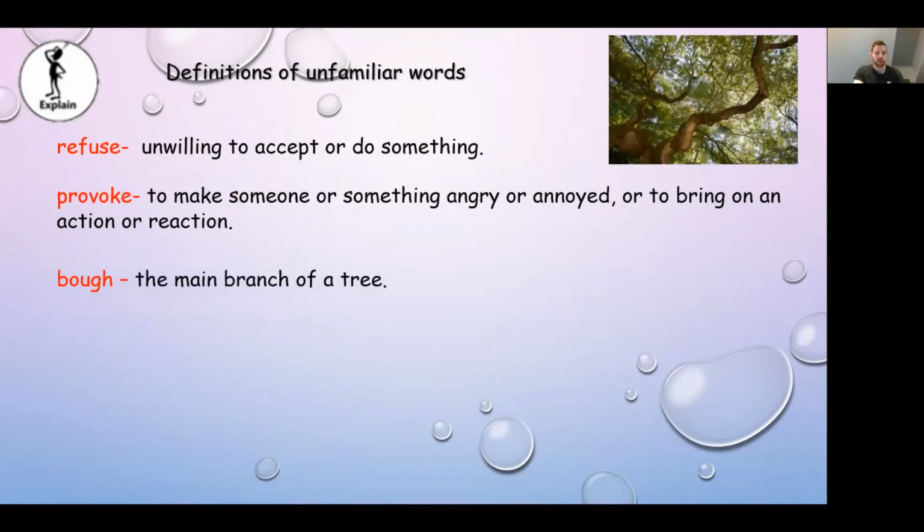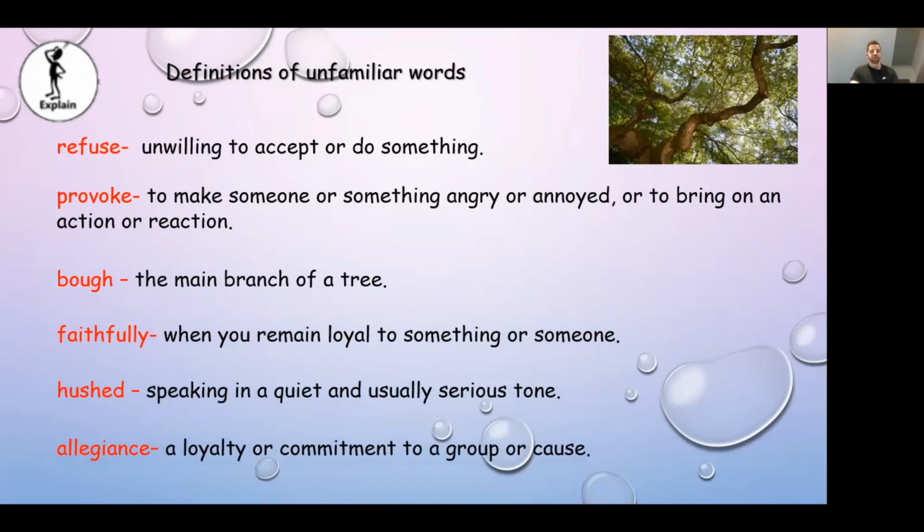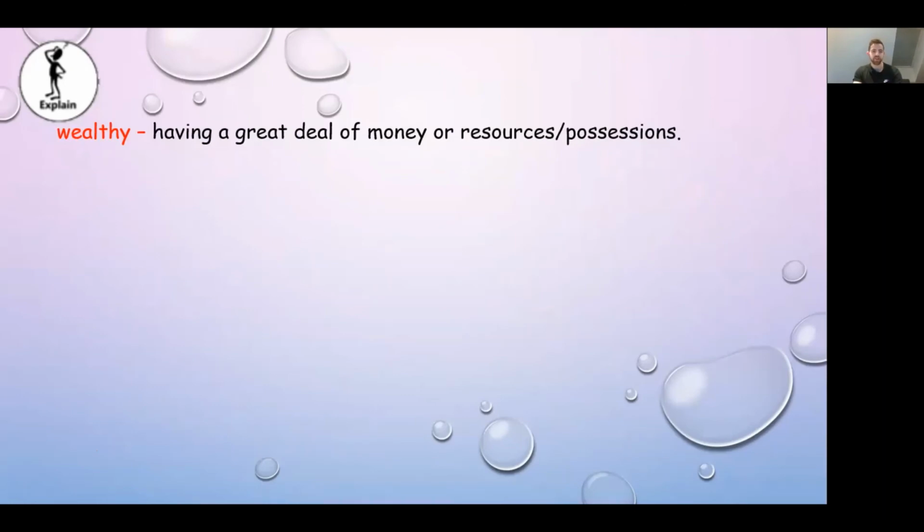A bough is the main branch of a tree, and if you remember, that's where all of the characters in the story were hiding in the trees, ready for their ambush. Faithfully is when you remain loyal to someone or something. If you remember, our character is loyal to Robin Hood. Hushed is when you're speaking in a quiet and usually quite serious tone. And allegiance is when you pledge or swear that you're going to be loyal or committed to a group or cause.